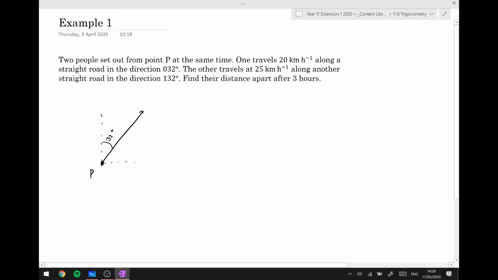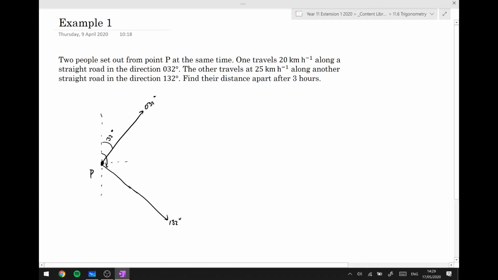Okay, so if my 90 degrees goes out here, then 180 is down there, then 132 is probably halfway between these two, give or take. Okay, and he goes that way. And he goes a bit further because he's traveling at a quicker speed, 25 kilometers per hour. Find the distance apart after 3 hours. Okay, so the question becomes, well, how far have they traveled after this time? Okay, so we have 032 and 132.